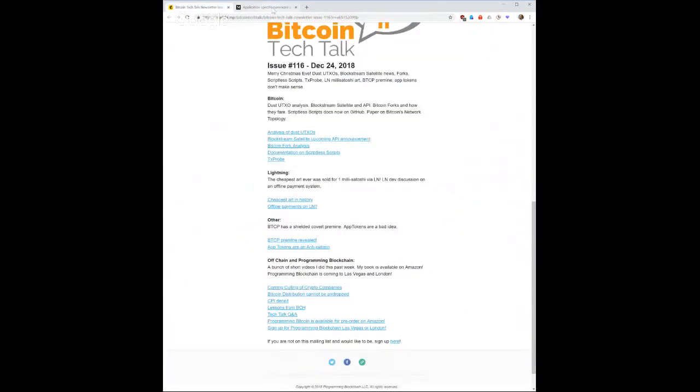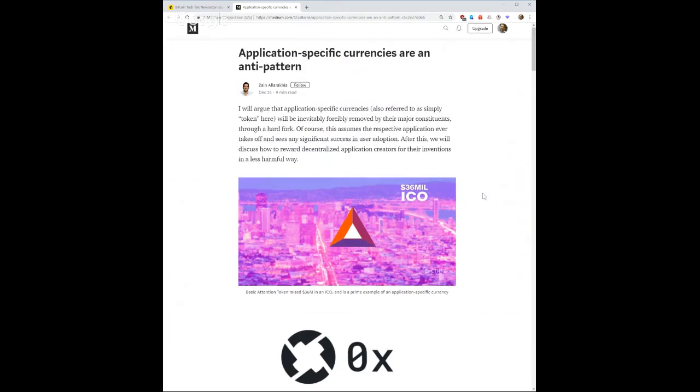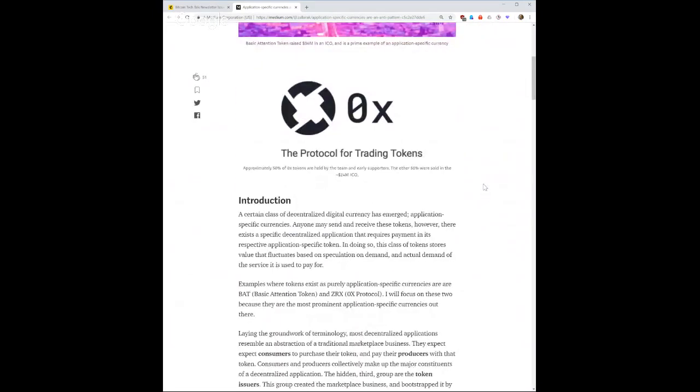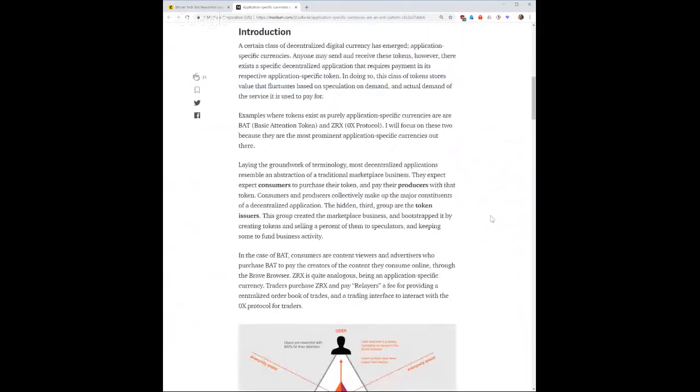All right, final one is App Tokens Are an Anti-Pattern, an article by Zain Alarakia. It's all about how tokens, app tokens especially, are really rent-seeking, right? They try to tax transactions and capture value that way. But his argument is if they're at all useful, then you could just fork without any of that tax and use something like Bitcoin instead to do a lot of the actual transactions.